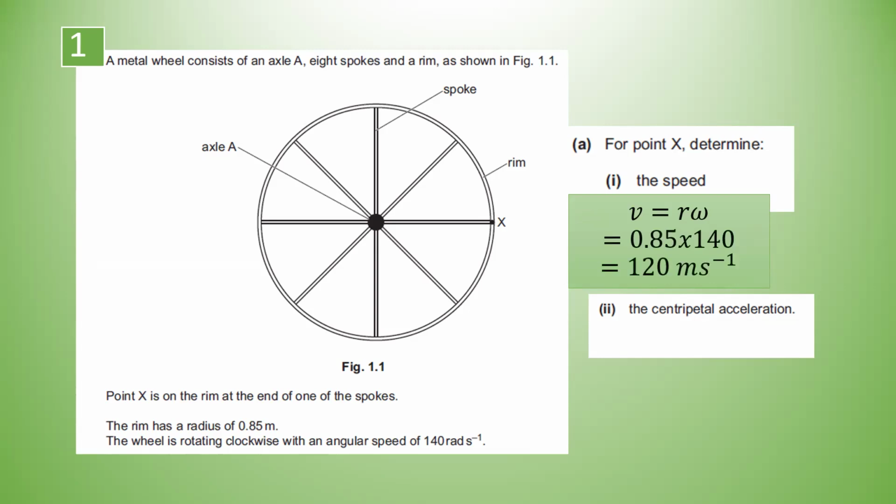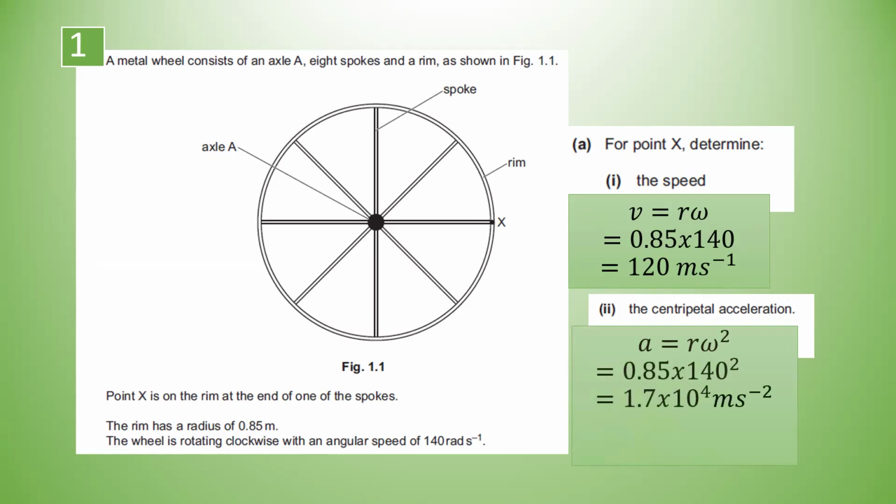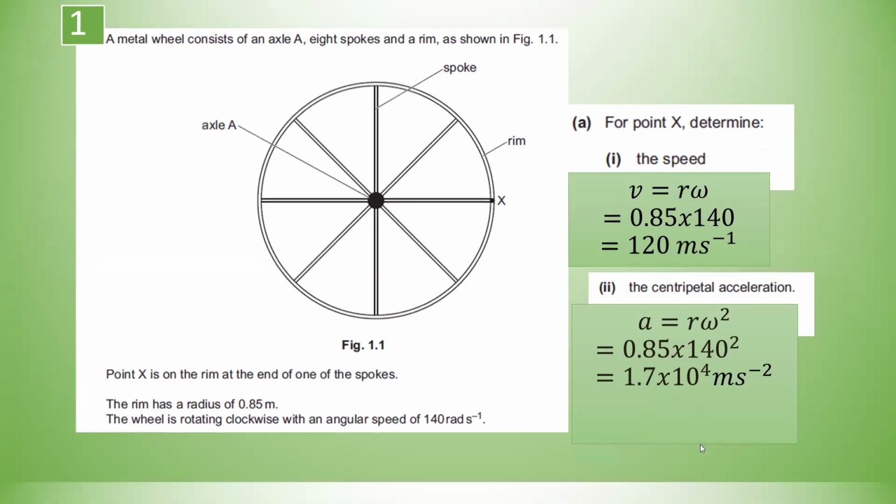How to calculate centripetal acceleration? A_c equals V squared over R. As long as you can quote the formula, you can calculate it. A equals R omega squared. R is 0.85, then omega 140 squared. So that's your answer. 1.7 times 10 to the power 4 meter per second squared.